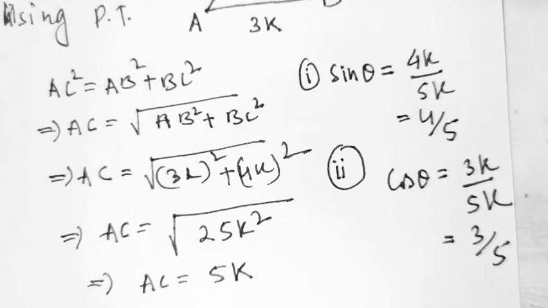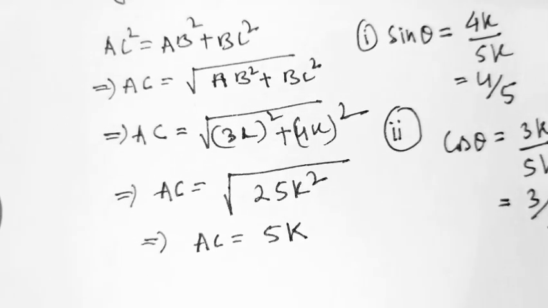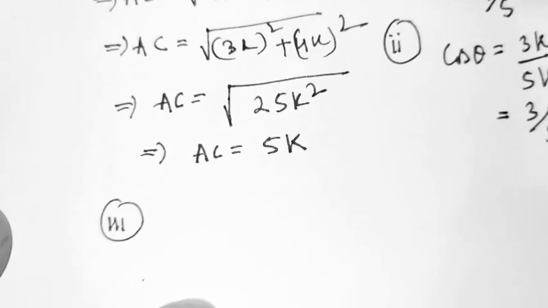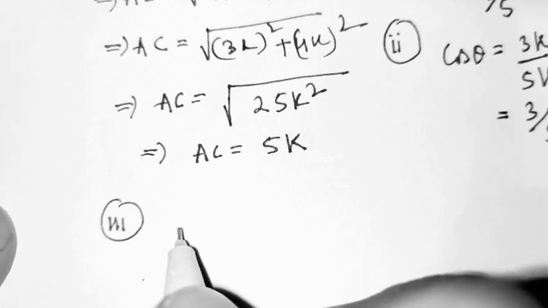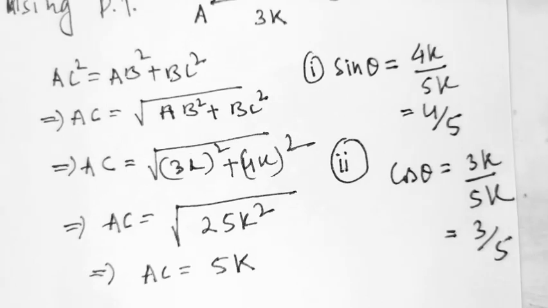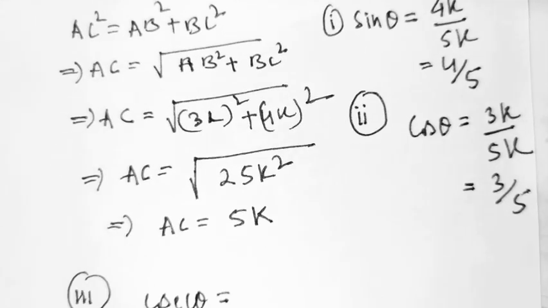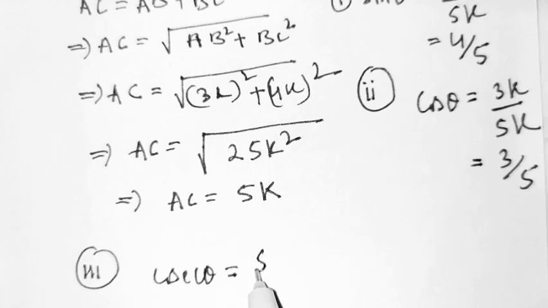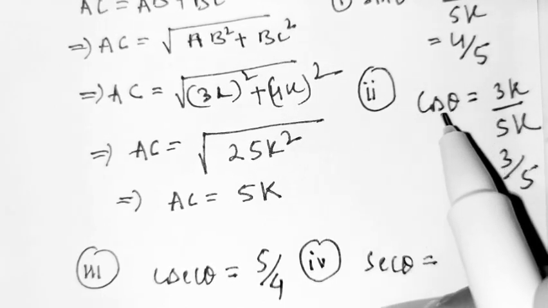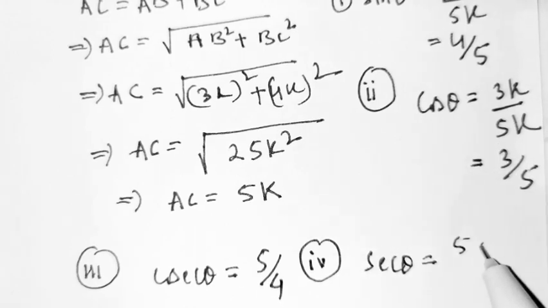So simply now I can write the third one, that is cosec theta. It is a reciprocal of sine theta. Here the sine theta is 4 by 5, so cosec theta will be 5 by 4. And next one is sec theta. Since it is a reciprocal of cos theta, it will be 5 by 3.